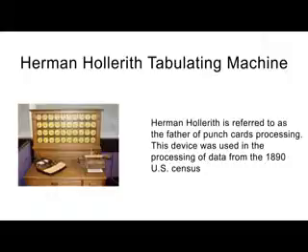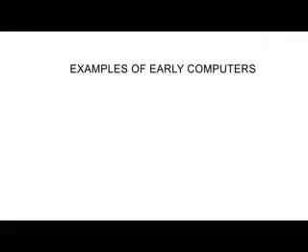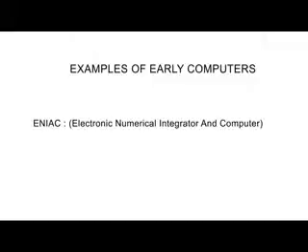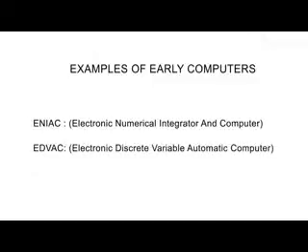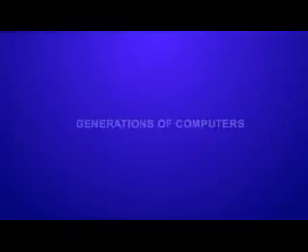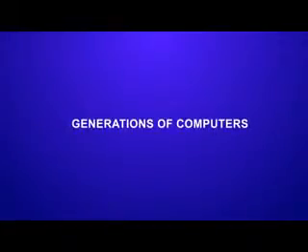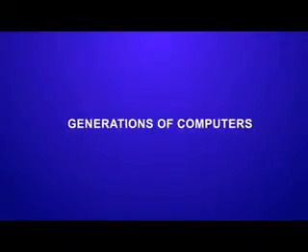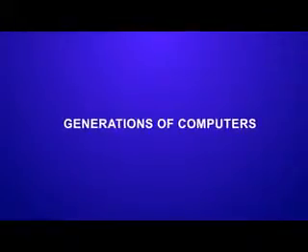We will just mention the following examples of early computers just for us to have knowledge that they also existed. ENIAC, Electronic Numerical Integrator and Computer. EDVAC, Electronic Discrete Variable Automatic Computer. UNIVAC 1, Universal Automatic Computer. The history of computer development is often referred to in reference to the different generations of computing devices.